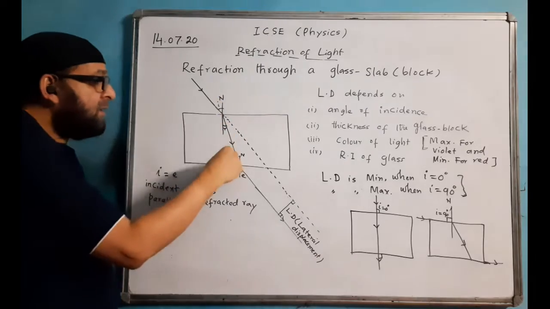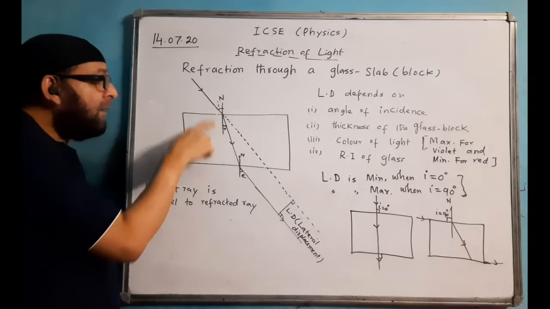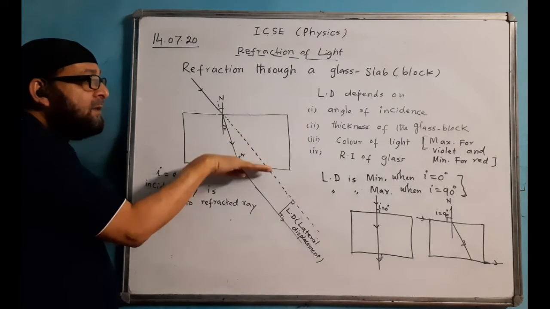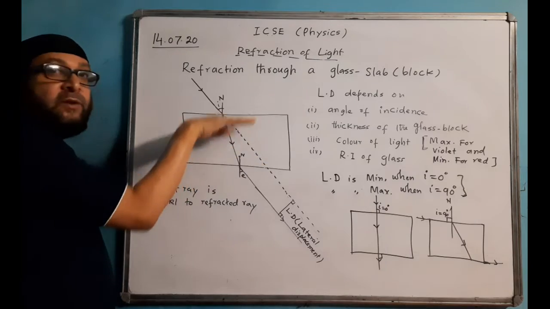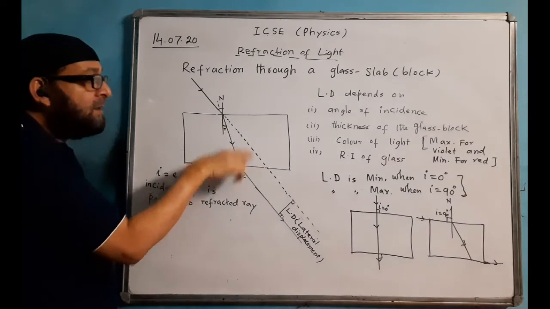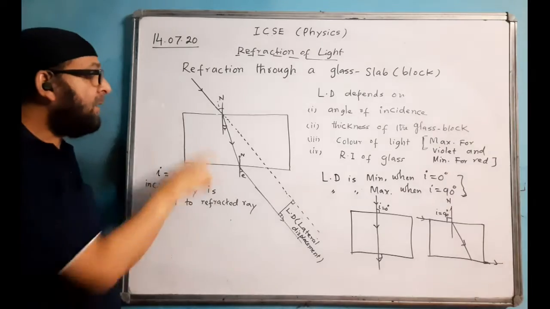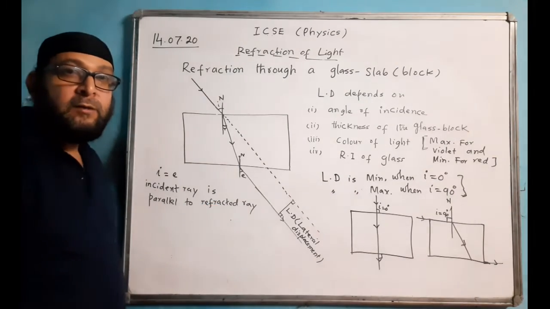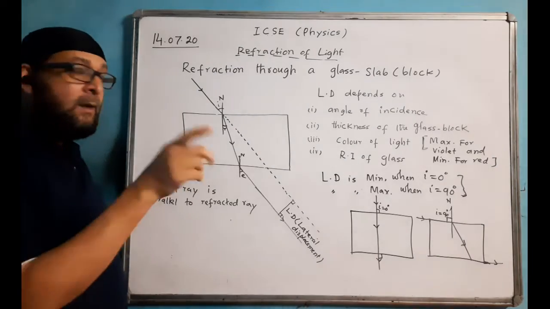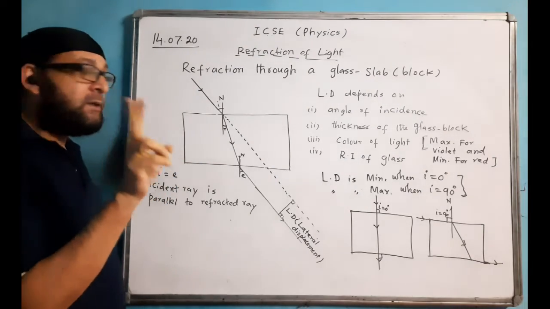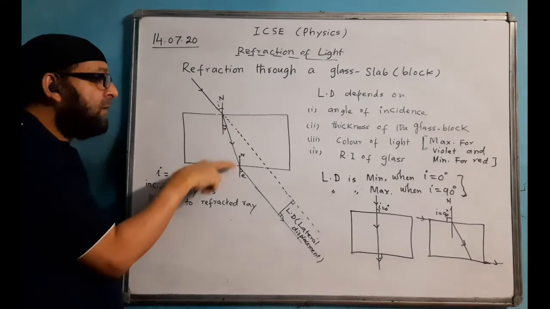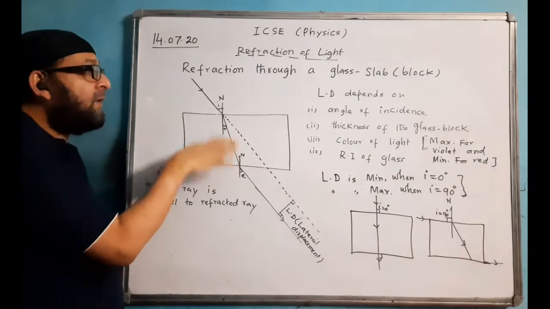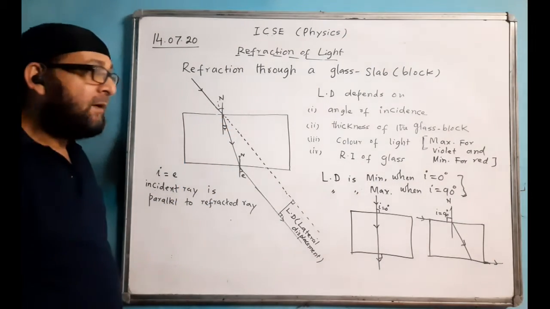Now another thing I have written: the incident ray is always parallel to the emergent ray. Why are this ray and this ray always parallel? Because they are contained by two parallel surfaces. Both the refracting surfaces are parallel to one another. That's why the incident ray and the emergent ray are parallel to one another. Here refraction is taking place twice. Once through this upper surface, then through the lower surface. Two surfaces are refracting the rays of light.